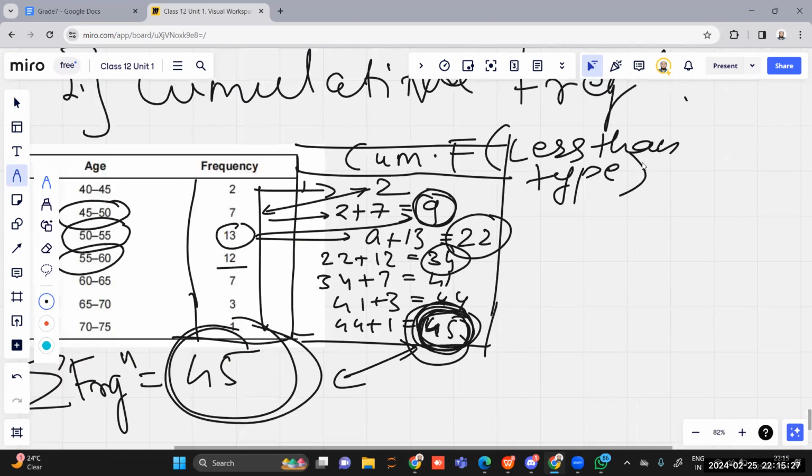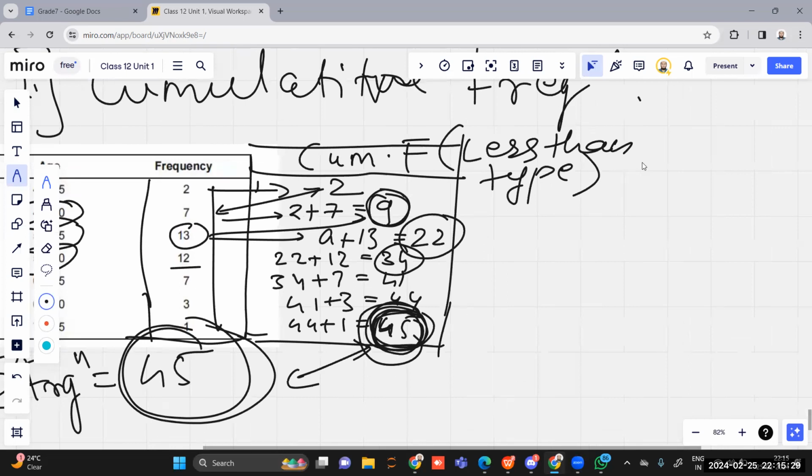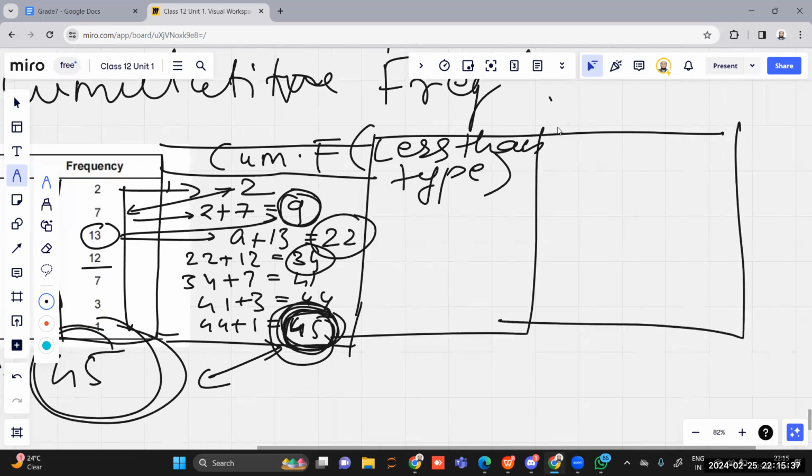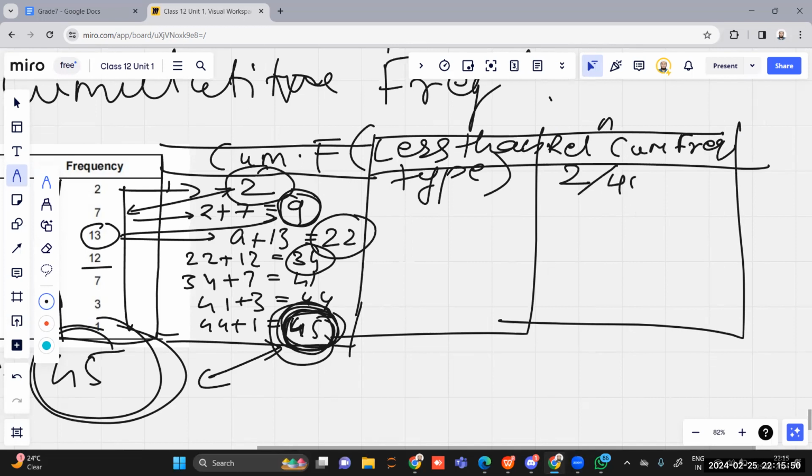Yes. So now, I'm expecting an answer from you. What will be the relative cumulative frequency? Where the word relative comes, what do we do generally? We take our observation and divide it by the total. Yes or no?